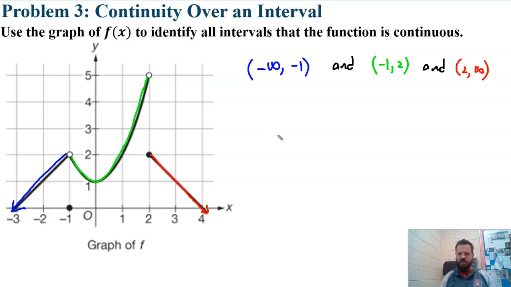Now, a question students always ask is, would I place a bracket on this 2 to show that we include the 2 since we do have a solid point right here? And to answer that, I'd say no. The reason for that, if I go back to my formal definition, f of 2 is equal to 2, and the limit as x goes towards 2 of f of x does not exist.